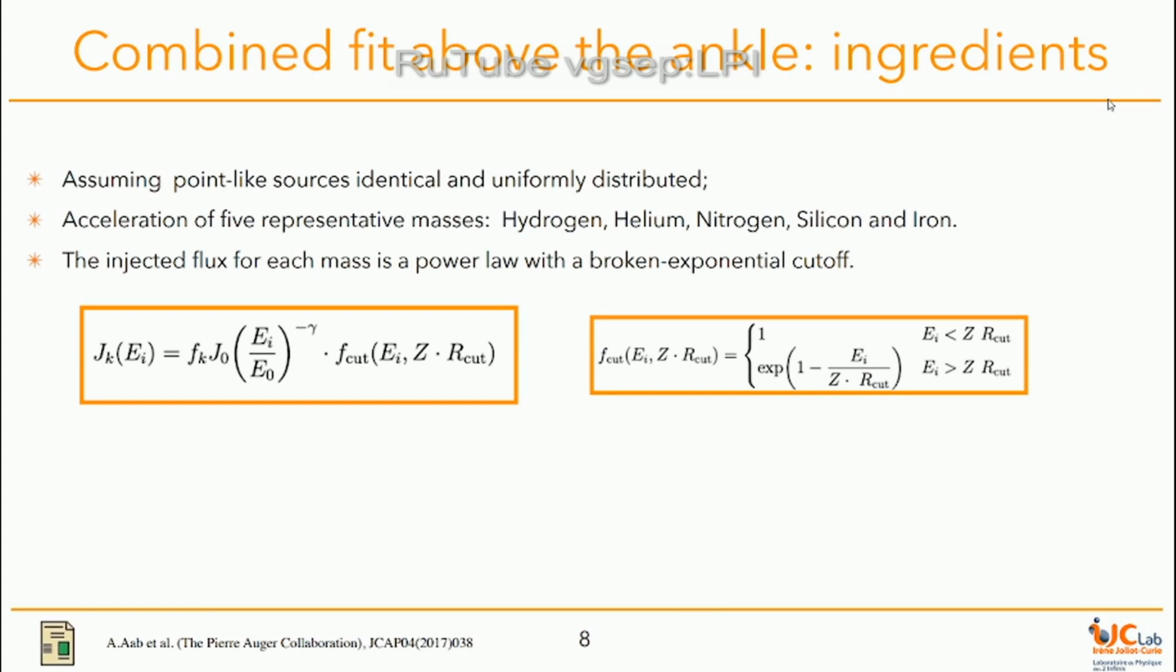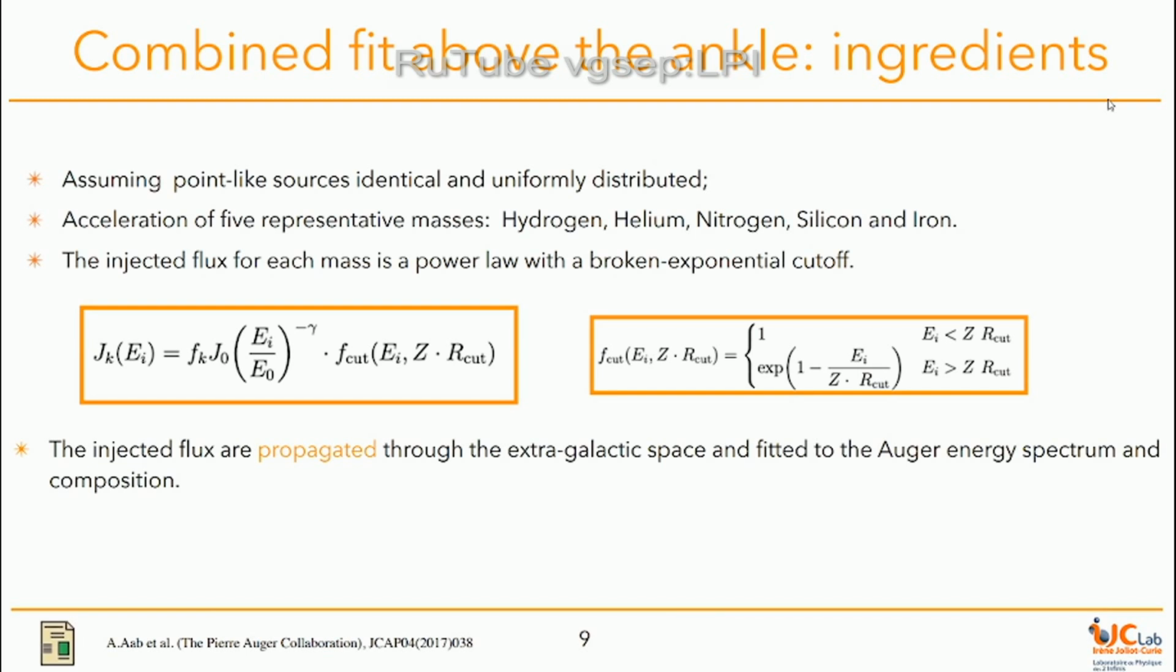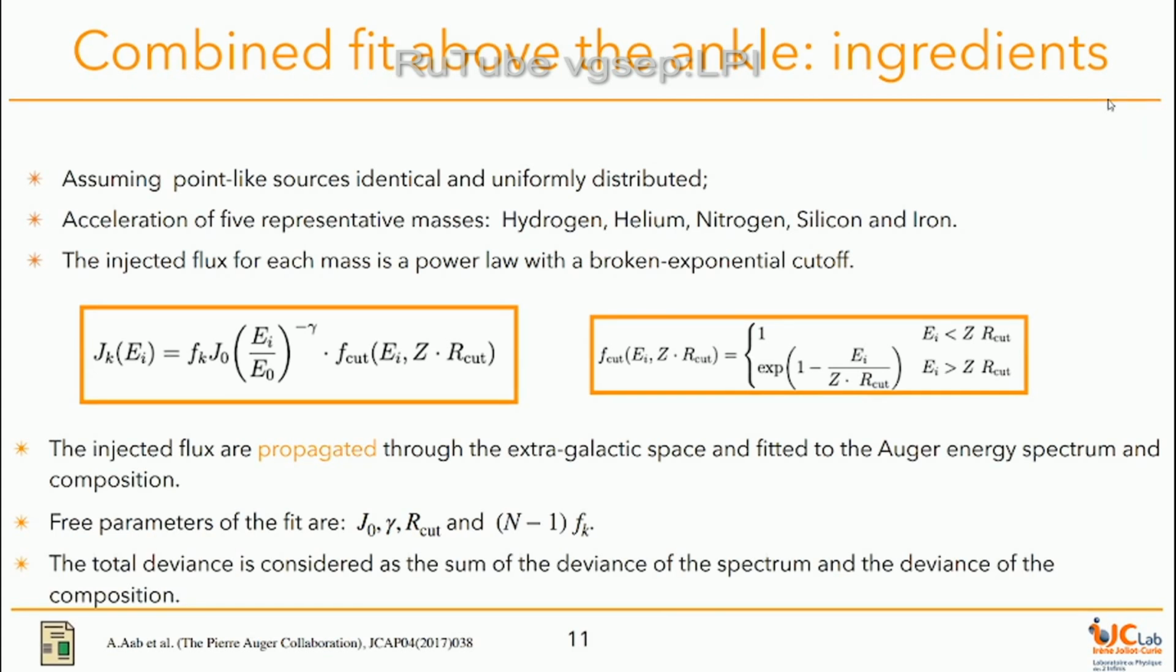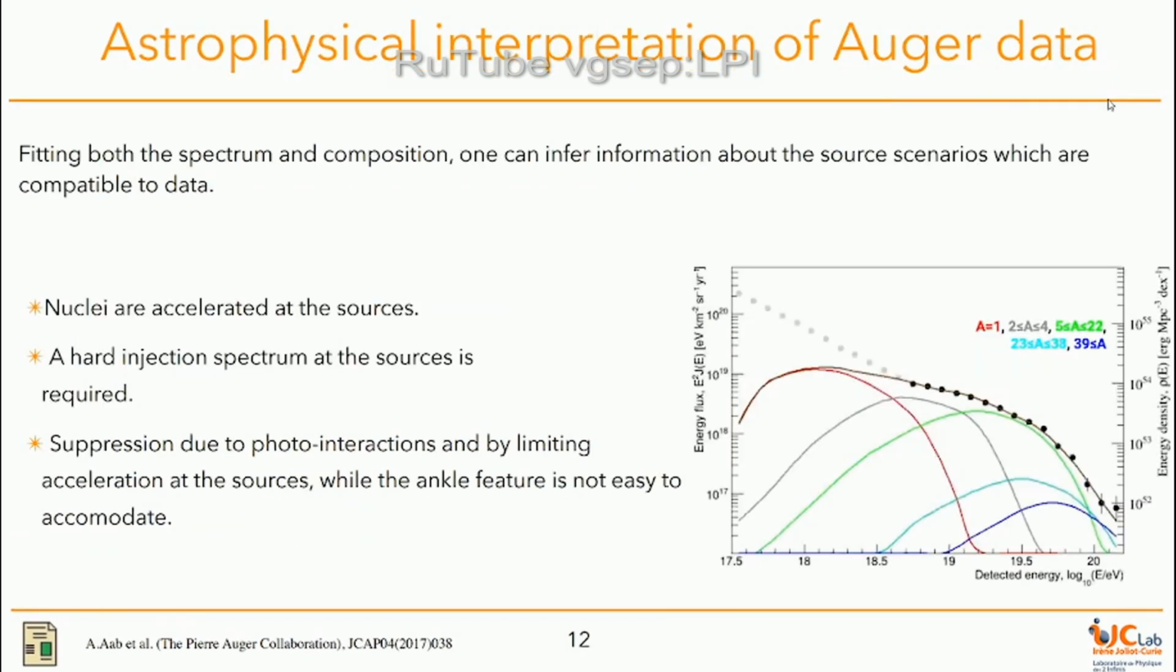Then these injected fluxes are propagated through the universe. I highlight propagated because even if we accelerate five injected masses, at the end what arrives at Earth is the entire spectrum of all the particles, which is then fitted to the Auger energy spectrum and composition. Of course, it's a fit, so the parameters are the normalization of the injection spectrum, the spectral index, the rigidity cutoff, and the relative abundances. The idea is to minimize the deviance, performing a maximum likelihood comparison between the two.